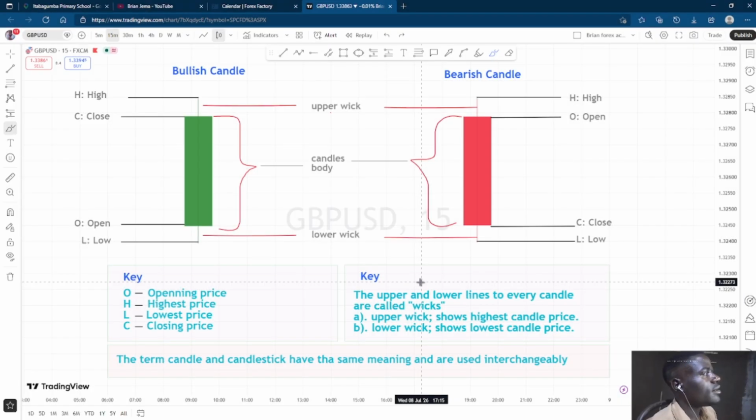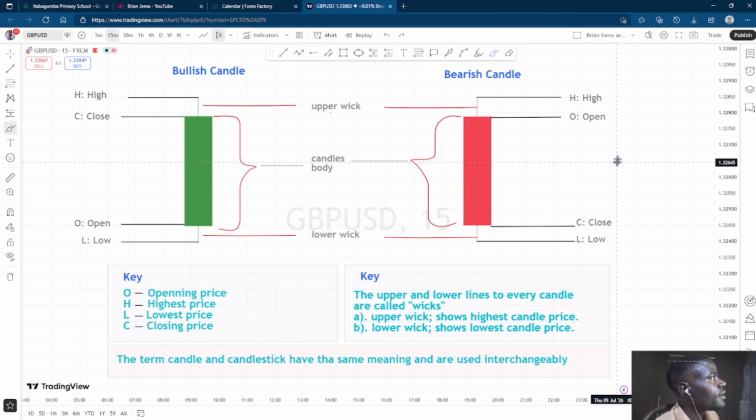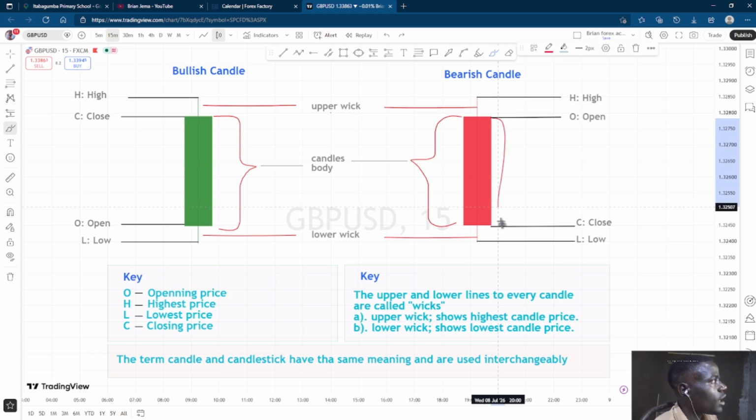And the last one is the low and the high prices of every single candle. The candle does not form, for example, by opening here, going down to this level and closing. No, the candle does not form that way.